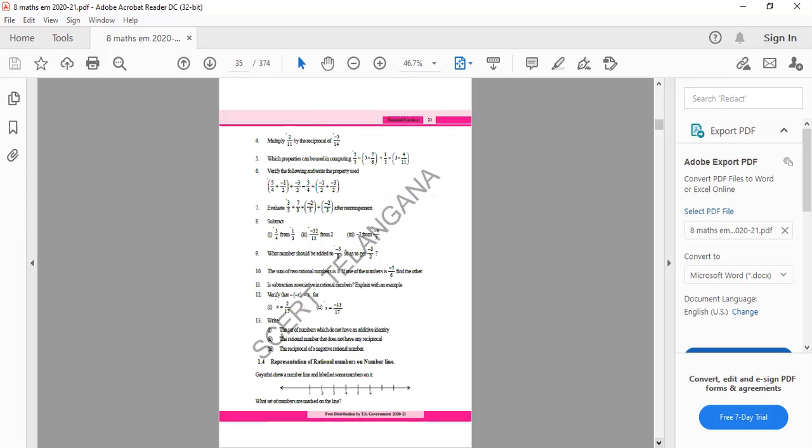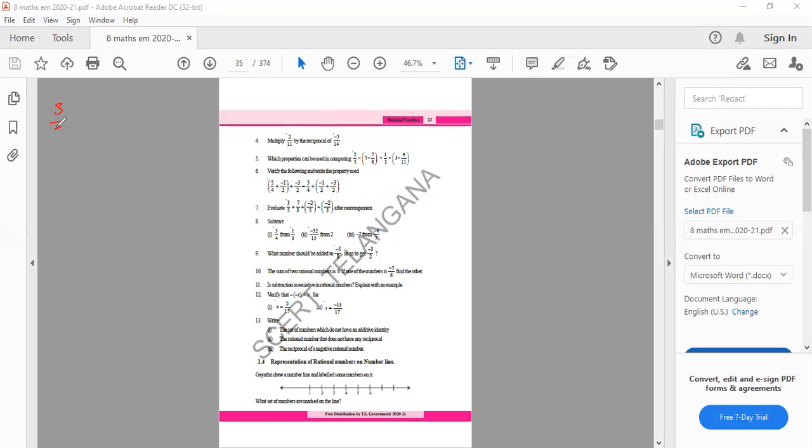Then the fourth one, multiply 2 by 11 with its reciprocal. Reciprocal means 1 by something. The fifth one is finished. The sixth one also finished. Now the seventh one, we have not finished yet, so let us take the seventh problem now.